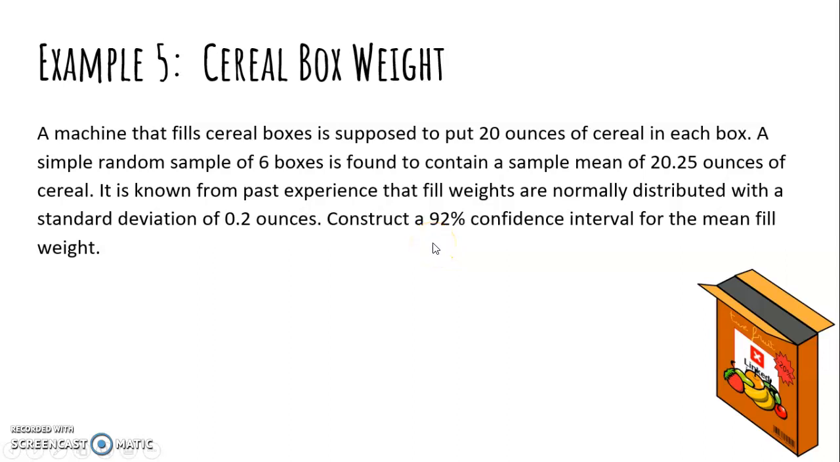This is confidence intervals to find the mean when the population standard deviation is known, part 3. We're picking up with example 5.